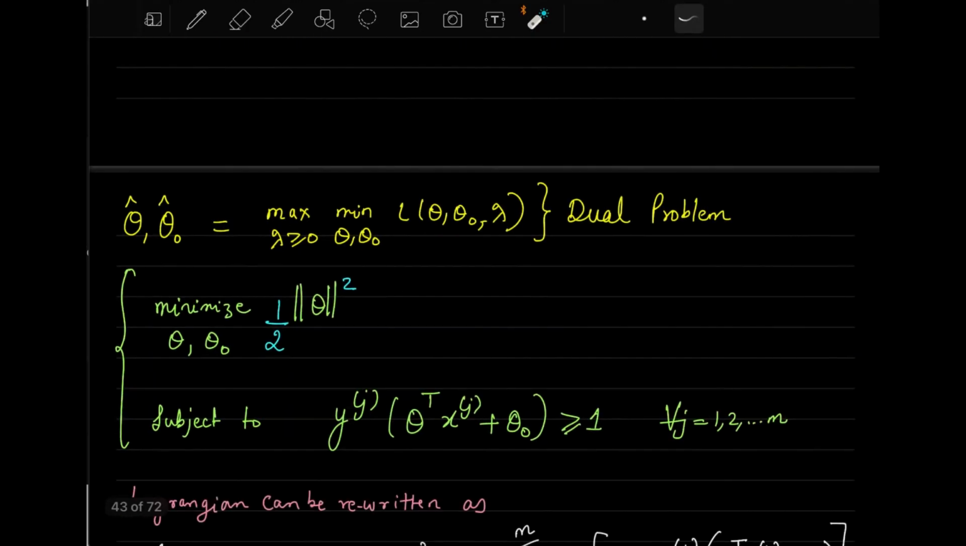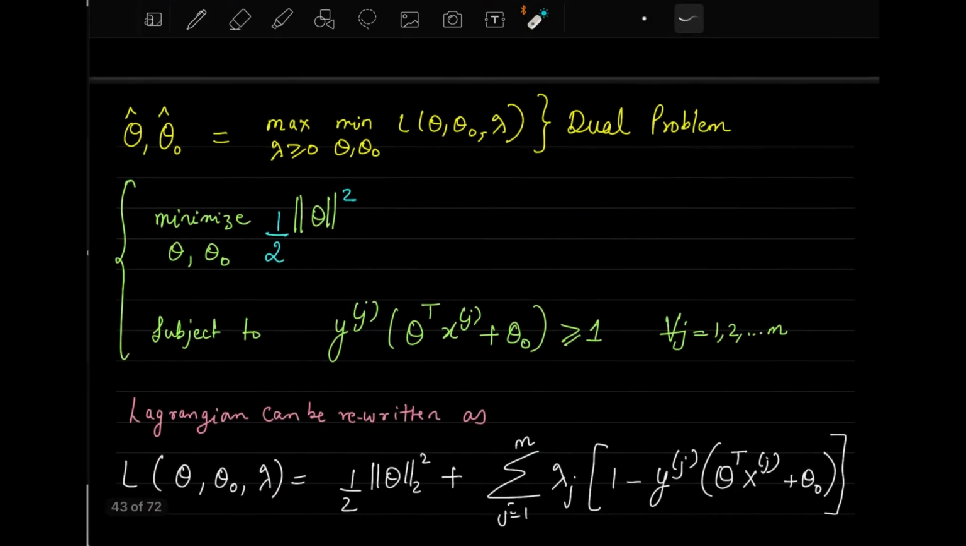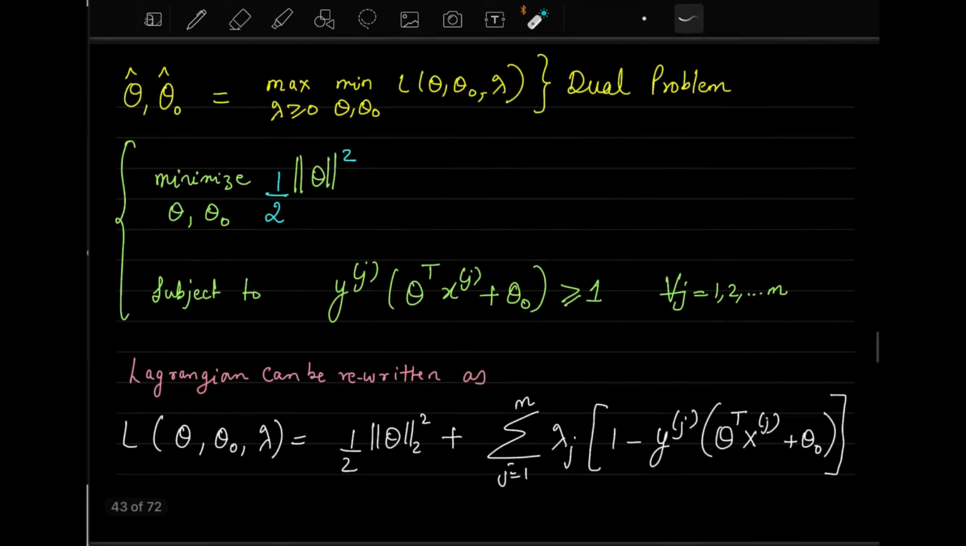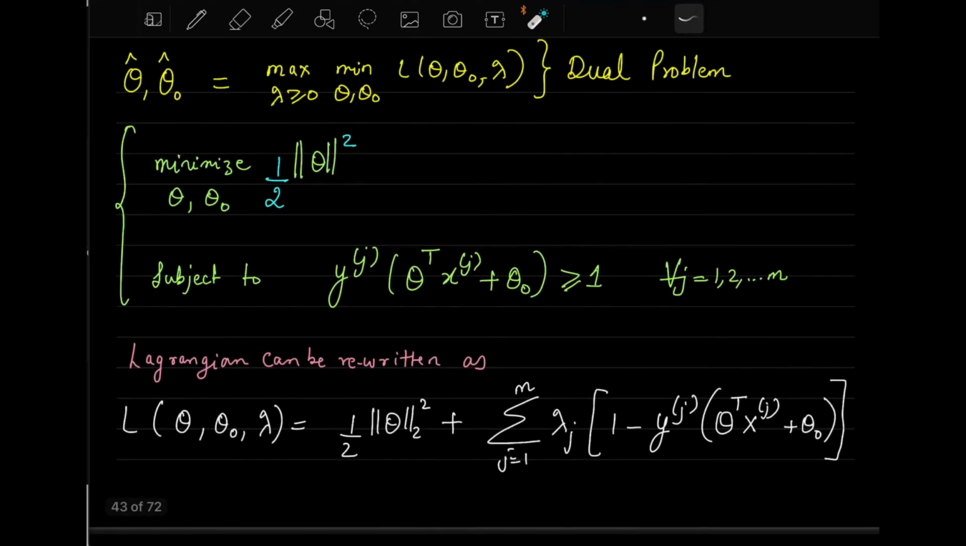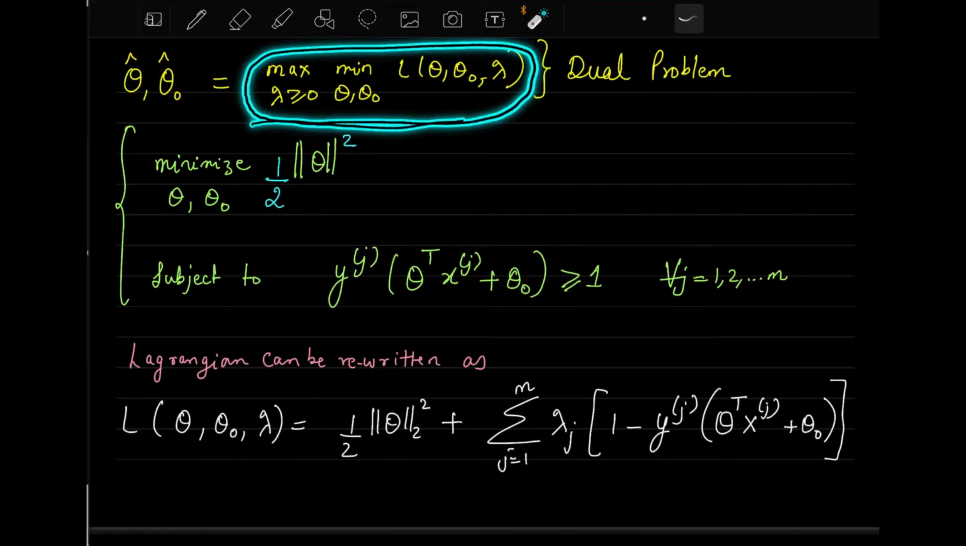Now the important thing is, if you want to calculate the values of theta star and theta 0 star, you can go by this: max followed by min of the Lagrangian, and this is called the dual problem. And what is our objective function? Let me repeat it: this is our convex optimization problem which we started out with. So let us solve this now and see what intuition we can get from here.